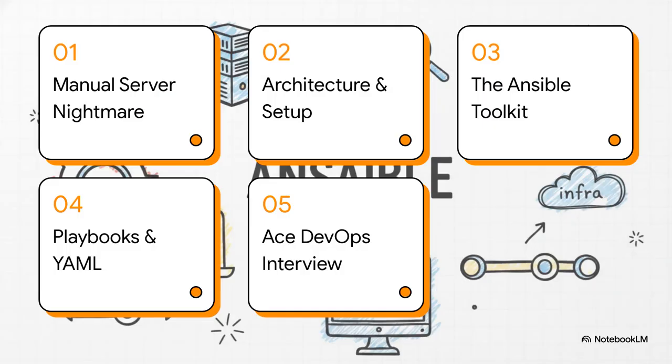So, here is our roadmap for the explainer today. 1. The manual server nightmare. 2. Architecture and setup. 3. The Ansible toolkit. 4. Playbooks and YAML basics. And 5. Ace your DevOps interview.